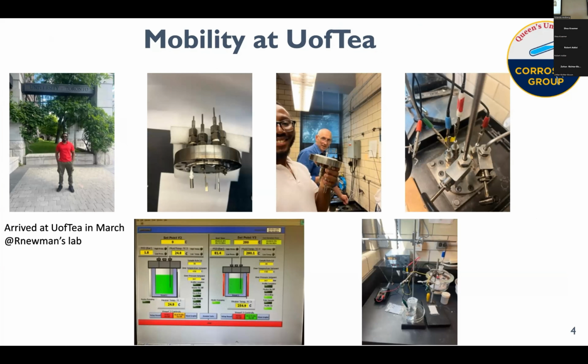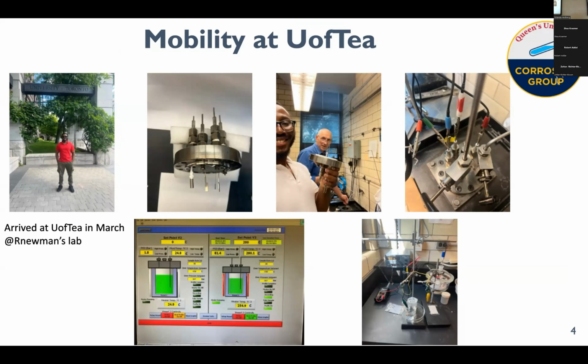I got to U of T in March, at Roger Newman's lab, and this is some of the electrochemical studies here. This is how you set up the autoclave system. You have your gas in, gas out. You have your working electrode, your reference electrode, and your counter electrode. So we're doing a whole bunch of electrochemical studies on it.